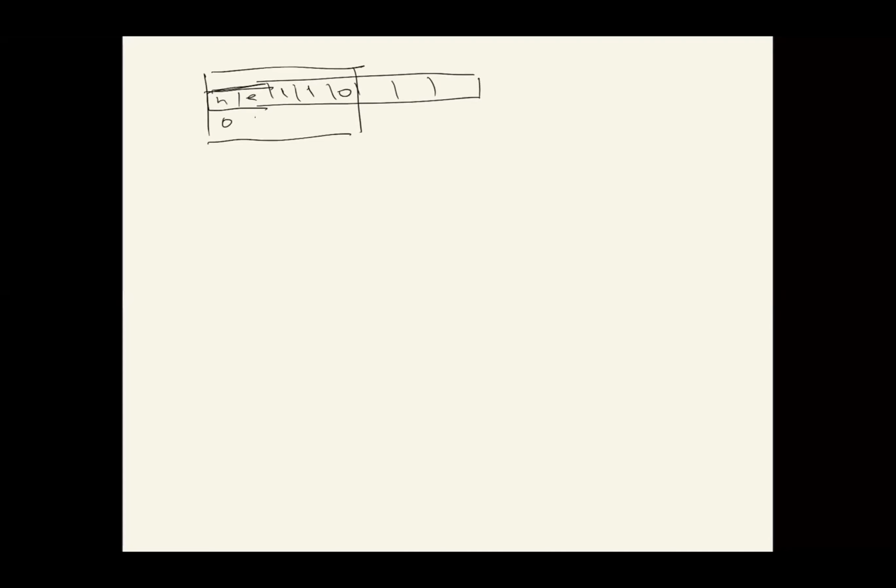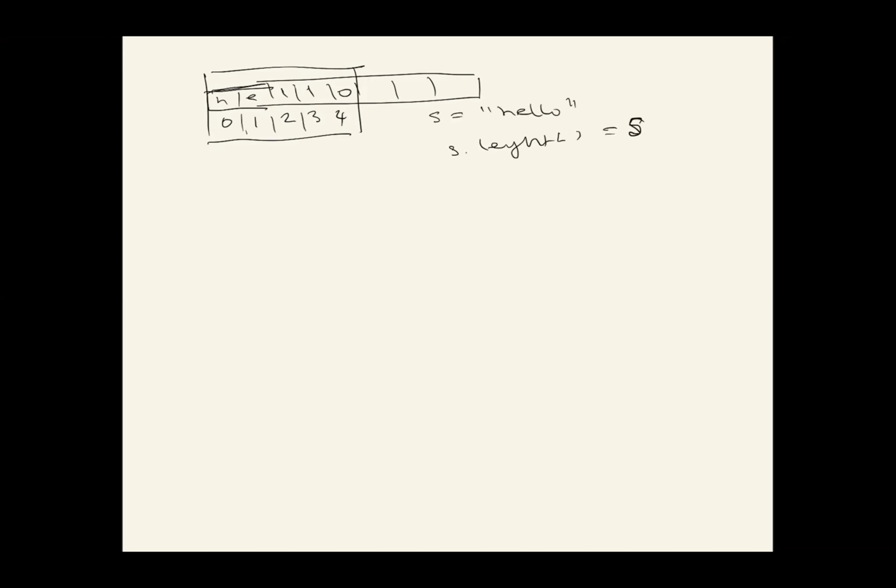It starts from 0, 1, 2, 3, 4. So, if S is basically hello, S dot length will be 5, because it has 5 characters, from 0 to 4. So that's basically a string.